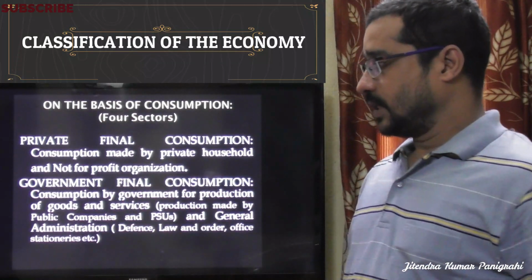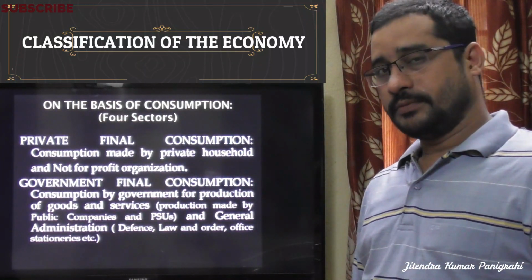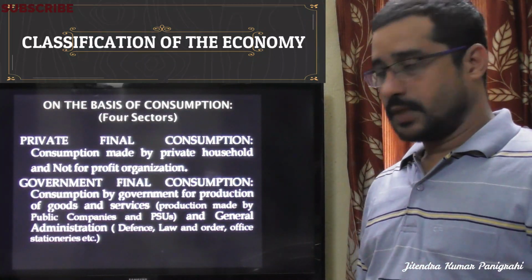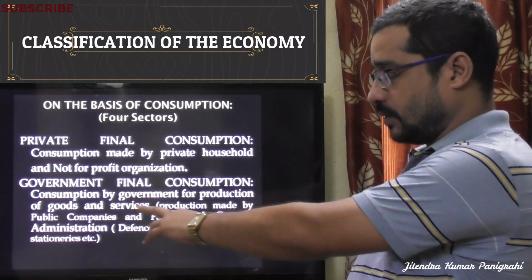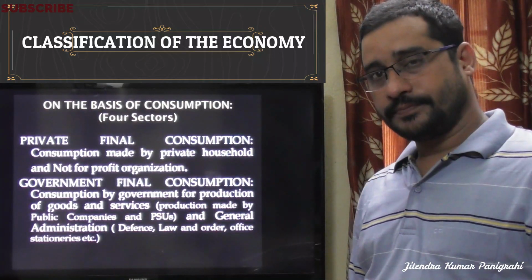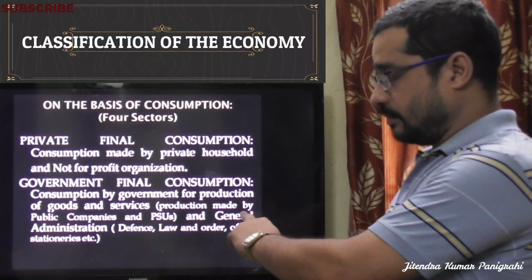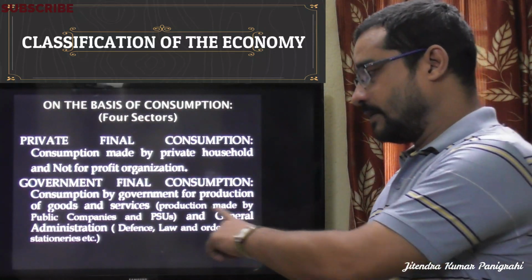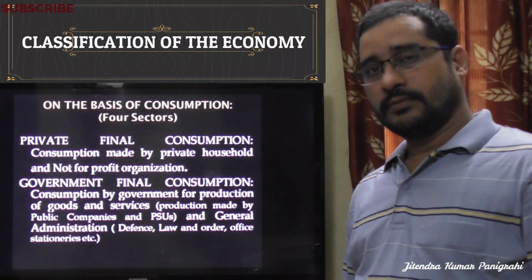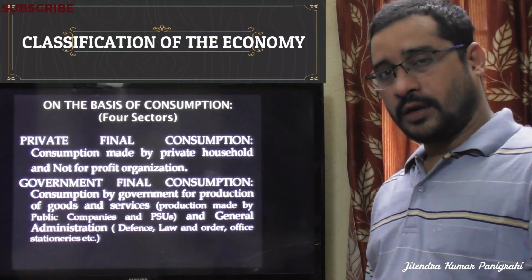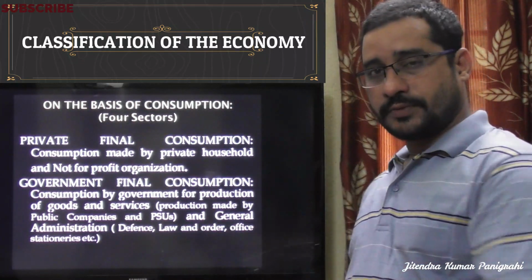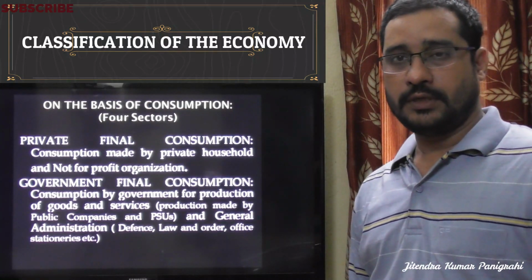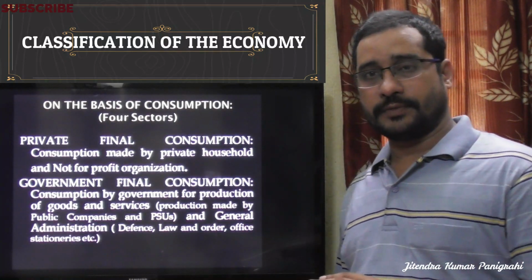Number two, the government final consumption expenditure. It is the consumption expenditure made by the government for the production of goods and services made by public companies and PSUs, and for general administration, defense, law and order, maybe the purchase of office stationery. These come under government final consumption expenditure.